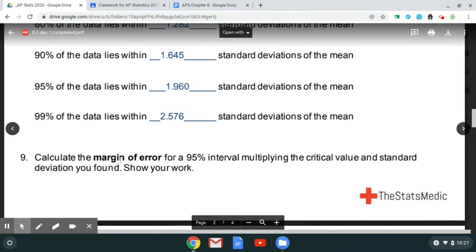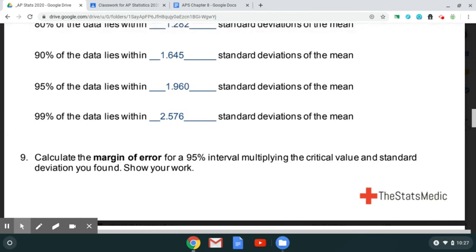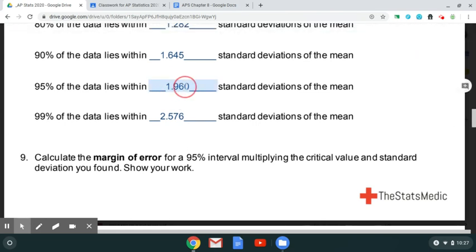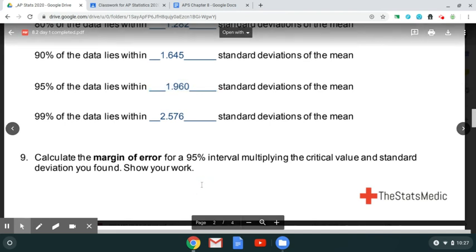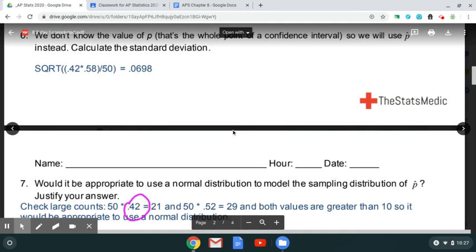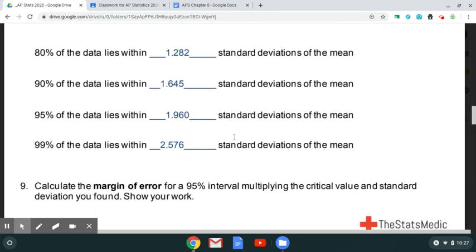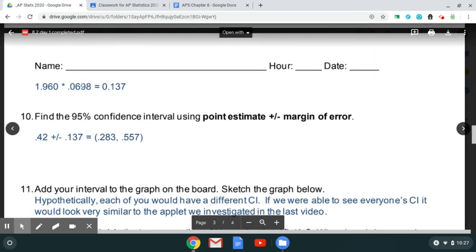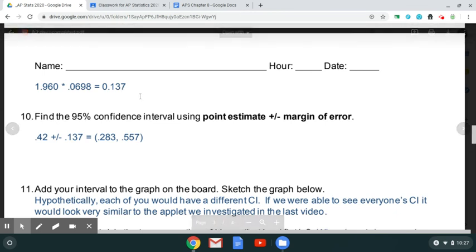So the margin of error, we are now going to have a formula for. You will calculate the margin of error for a 95% interval by multiplying the critical value and the standard deviation you found. So the critical value for 95% is this 1.960. And then the standard deviation we found was right here, 0.0698. So we're going to multiply those together. That's your critical value times your standard deviation. That gives you your margin of error of 0.137.